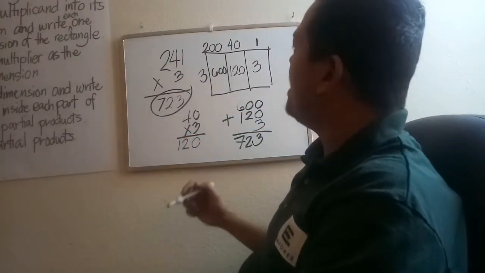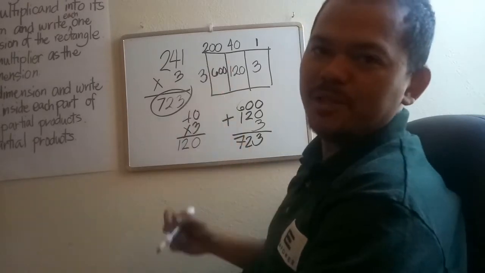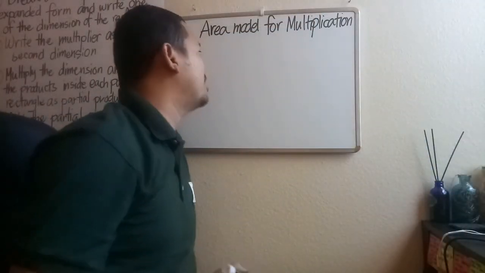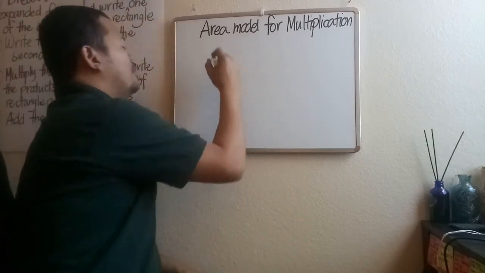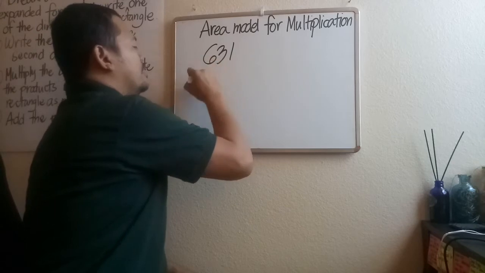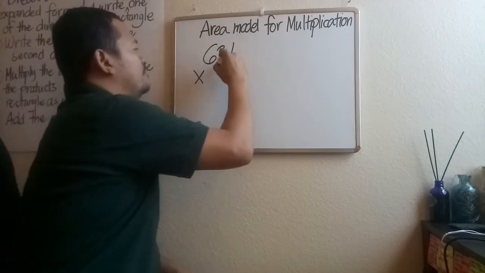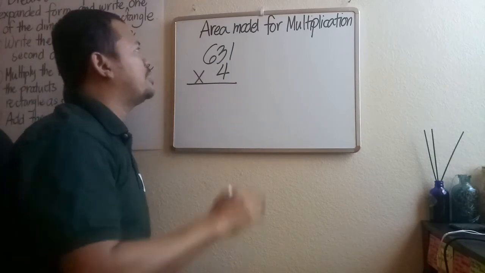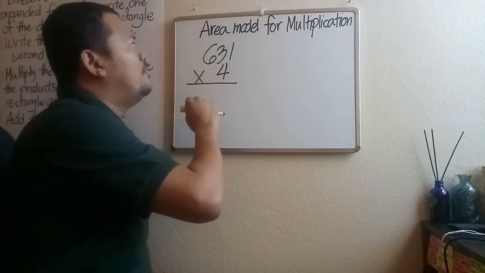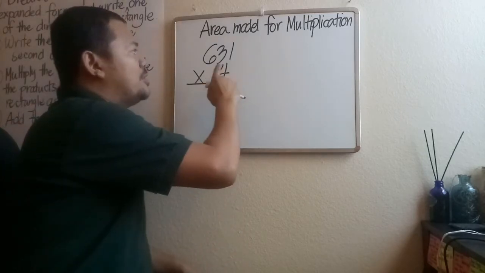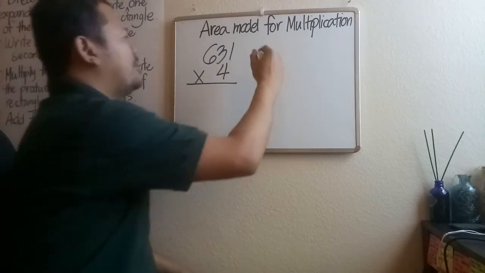There you go. That's how you answer using area model. Solve some problems using area model to solve multiplication problems. Say for example, we got here 631 times 4. Okay? So when we solve 631 times 4 using area model, we are going to first draw a rectangular model.